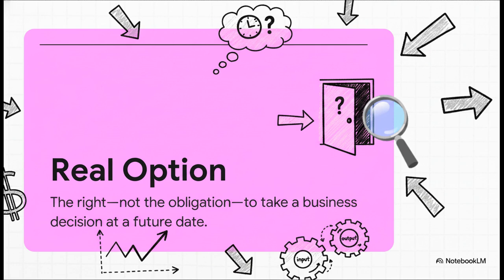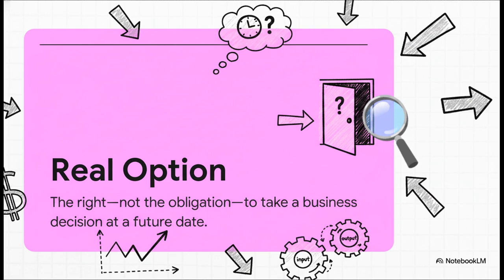And what I really want you to notice here is the emphasis on the right, not the obligation. This is absolutely crucial. It means you have a choice, which is fundamentally different from a binding commitment. Basically, a real option takes the famous Black-Scholes financial option theory, the complex math used to price stock market derivatives, and it applies it directly to physical, real-world business investments.